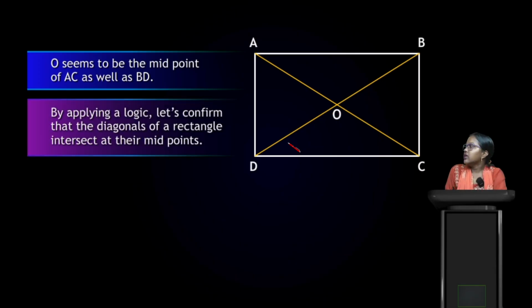By applying logic, let's confirm that the diagonals of a rectangle intersect at the midpoint. So see, this is a rectangle and the meeting point of the diagonals is looking like the midpoint. Now, by applying logic, let's confirm whether it is actually the midpoint or not, whether the diagonals of a rectangle intersect at their midpoint or not. So let's see.